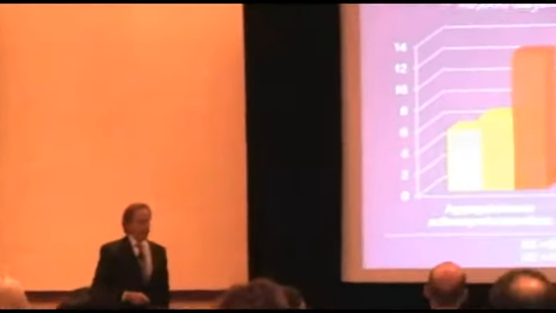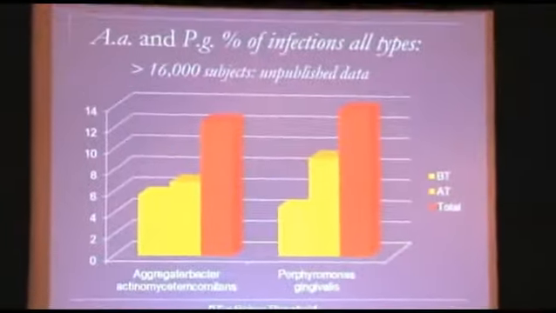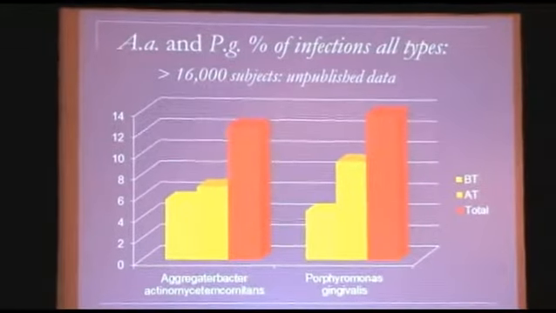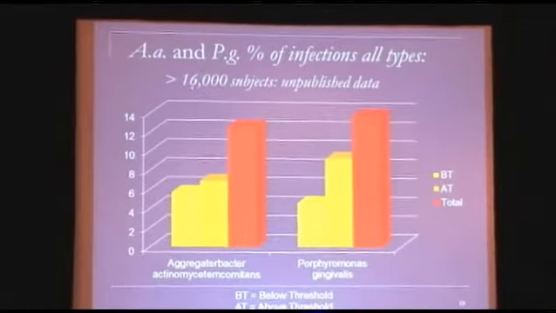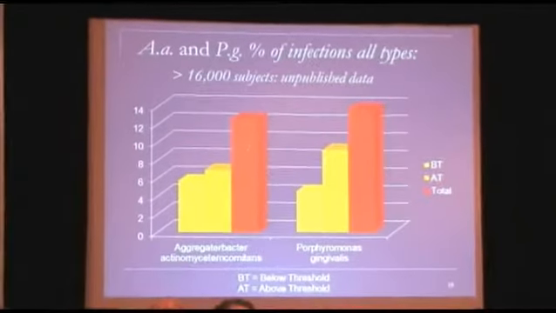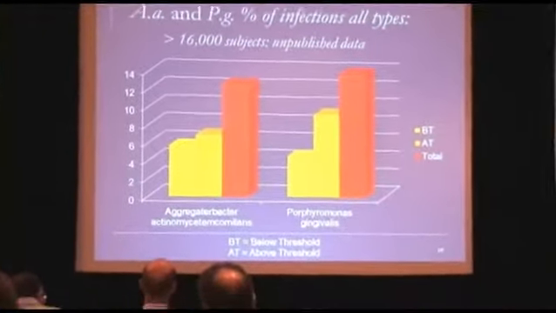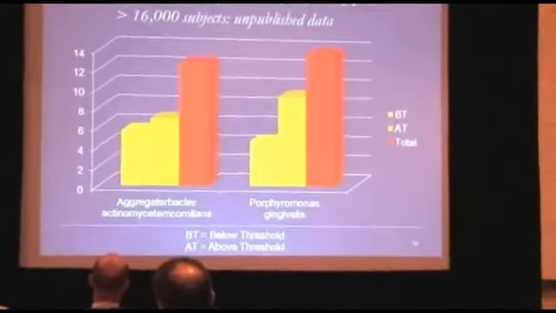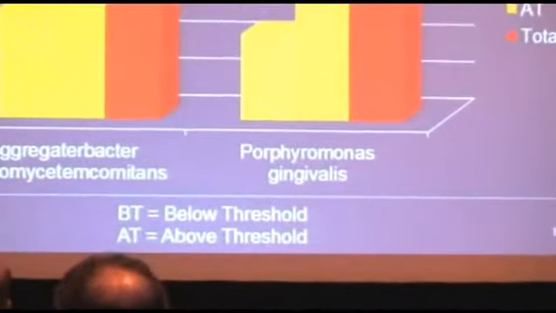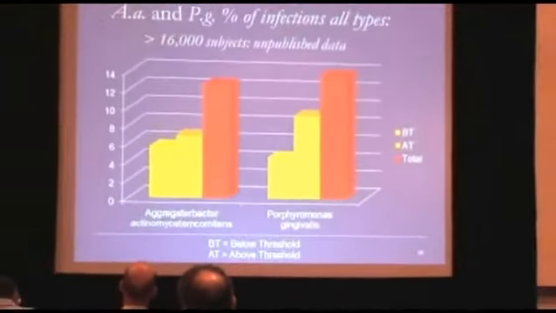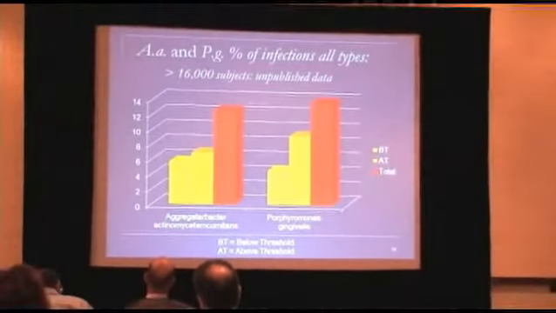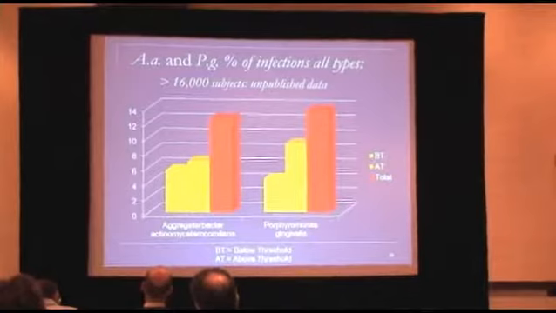If we look at A and PG, this is a slide I created some months ago because it clearly shows, in greater than 16,000 subject samples, unpublished data here, as we look at below threshold and above threshold, the average individual, there's only about 12% of your patients that actually have PG infections. That doesn't mean they don't have periodontal disease, though.